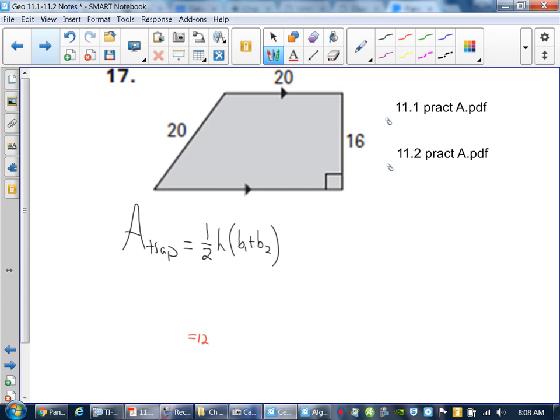Now, which one of those is the height? The 20, the 20, or the 16? 16. Why is it the 16 again? Right. It's the right angle. So I know that the 16 is my height. So we have 1/2 of 16.